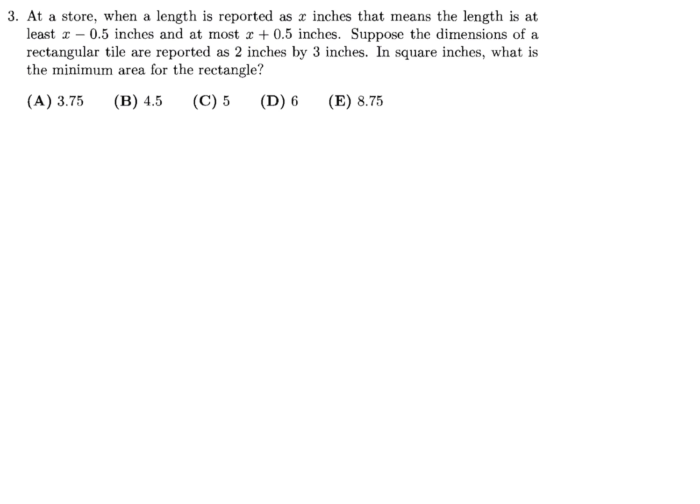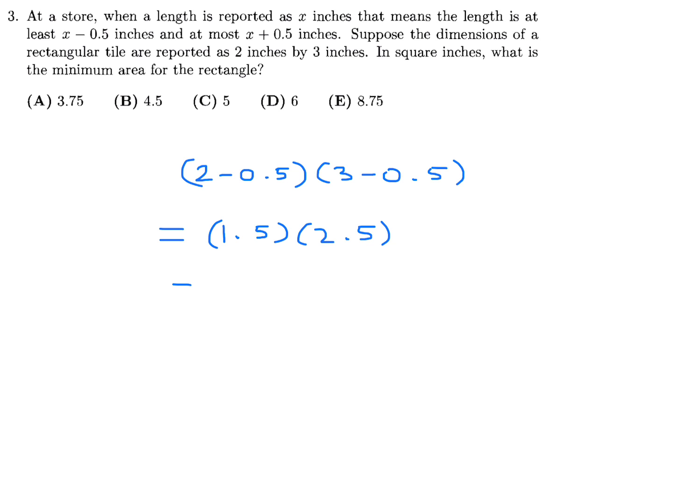So this 2, the minimum it will be is x minus 0.5. So it will be 2 minus 0.5 in this particular store. This 3, the minimum it could be, is 3 minus 0.5. So the minimum dimensions are these 2 multiplied by each other. So that is 1.5 times 2.5. And when you multiply those 2 together, you get 3.75. So number 3, the answer is A.